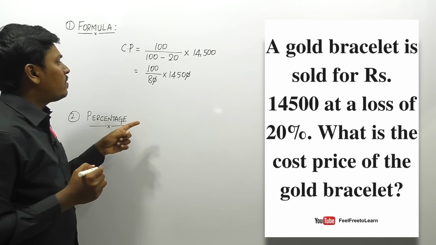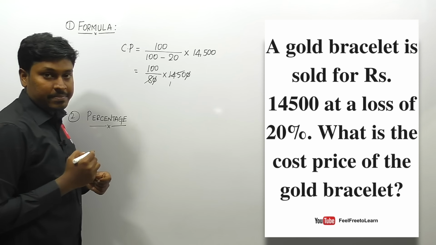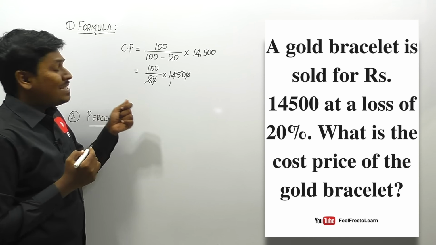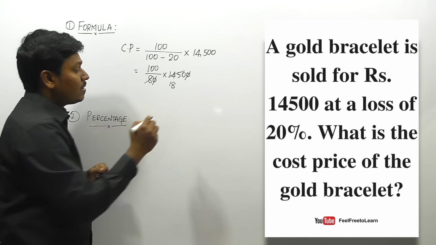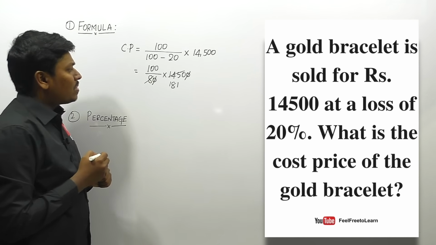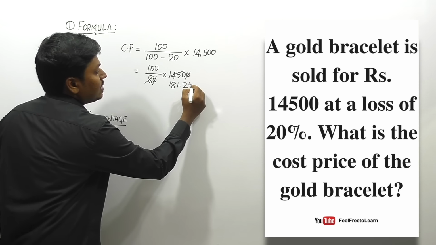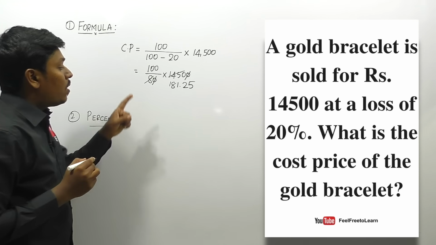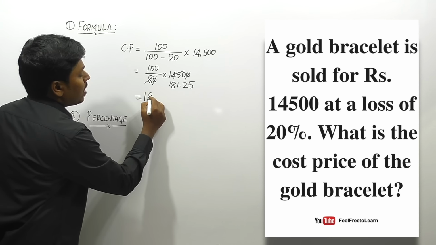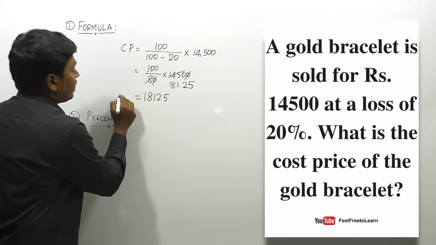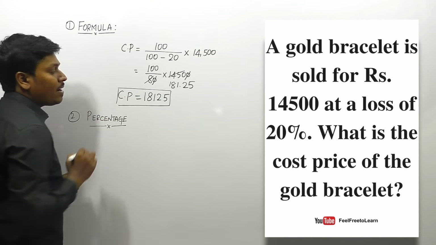So friends, 1450 divided by 8. Let me work this out. 1 8s are 8, so the remainder will be 65. 8 8s are 64, the remainder will be 1. Then 1 8s are 8, so the remainder will be 3. 0.82s are 16. 8 5s are 40. So finally we can say that it is 181.25 into 100, the resultant will be 18125. So friends, the cost price of the gold bracelet will be 18,125.